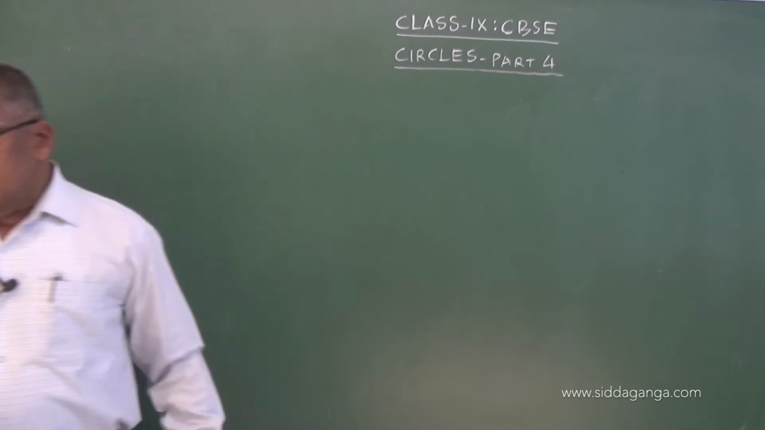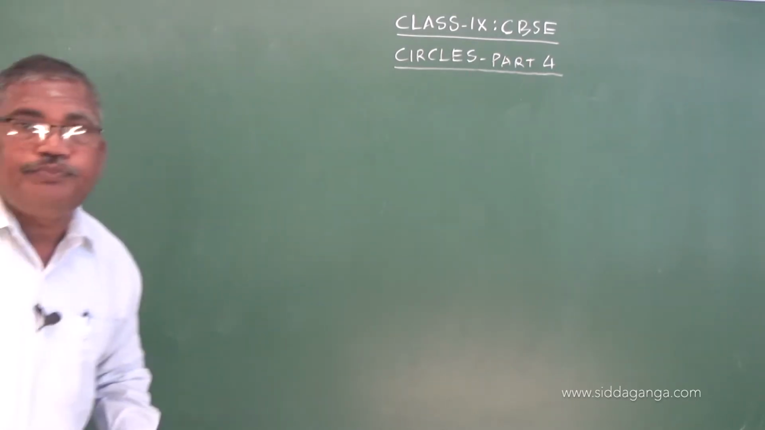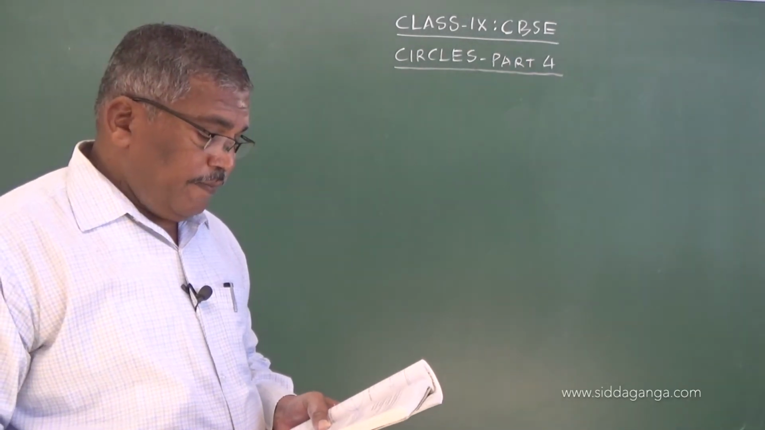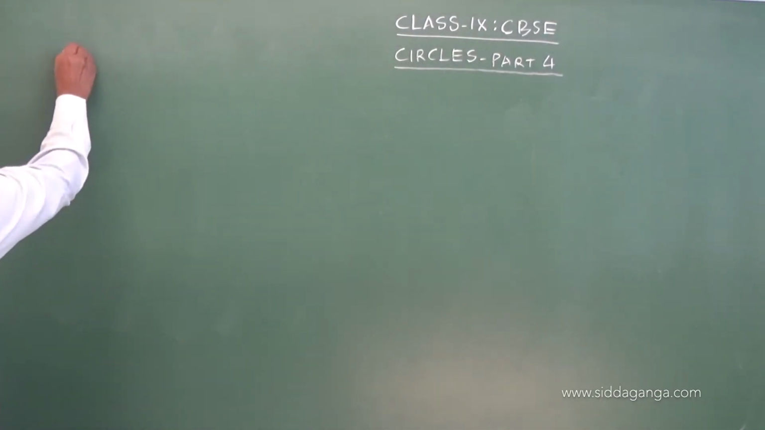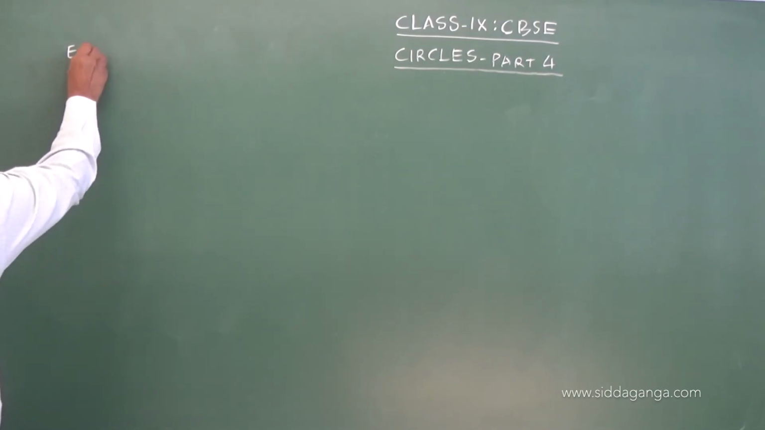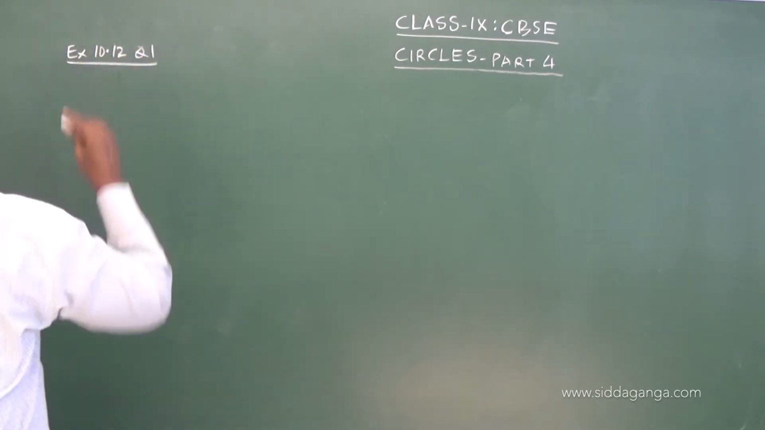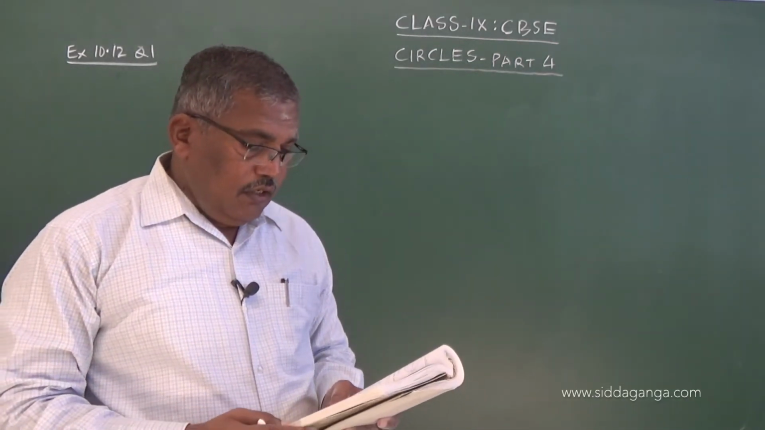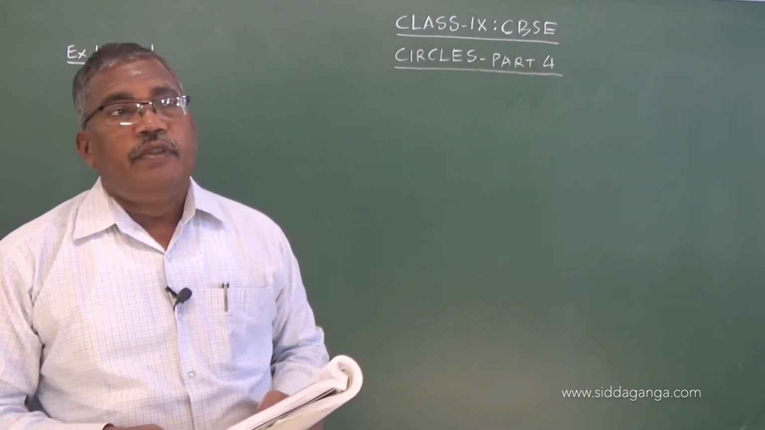Now I will take up problems in exercise 10.2. In exercise 10.2 there are two problems. Please open your textbook to page 171, exercise 10.2, question number 1. The question reads like this: recall that two circles are congruent if they have the same radii.